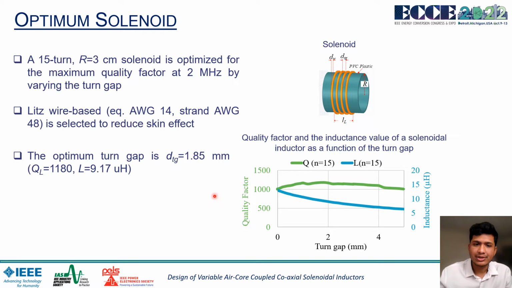In this scenario, the maximum quality factor of 1180 is obtained at a turn gap of 1.85 mm, and the inductance obtained is 9.17 microhenry. Now, let's suppose two of these inductors are used in a circuit, then that combination can be replaced by an equivalent ECCS inductor. Our next goal is to design an optimum ECCS inductor with that value.